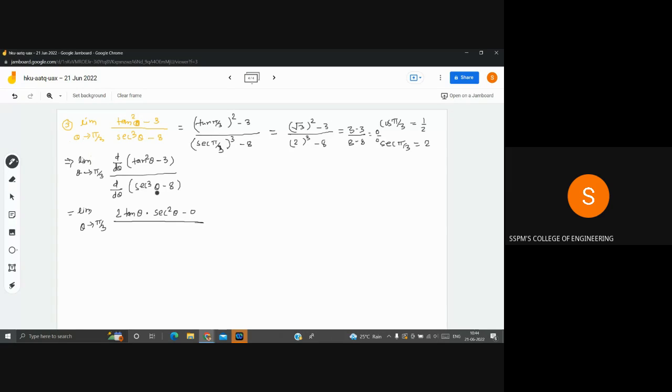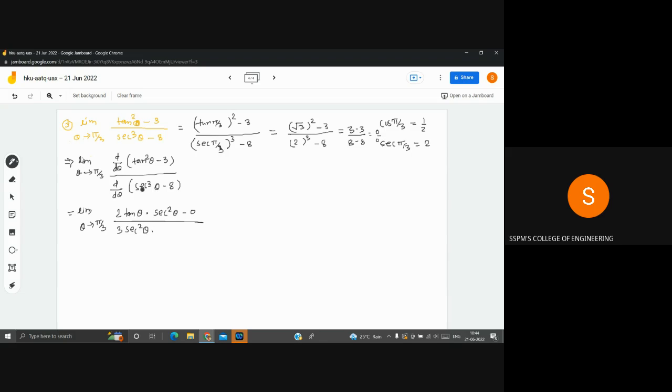So what about the derivative of sec cube theta? First, for sec cube, meaning cube, take the derivative of the power. So 3 into sec square theta. Okay, and what is next? We have taken the derivative of the power first. So that is 3 into sec raised to 3 minus 1, meaning sec square theta.